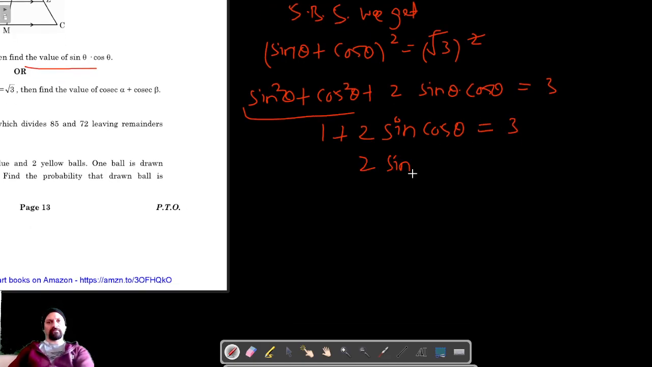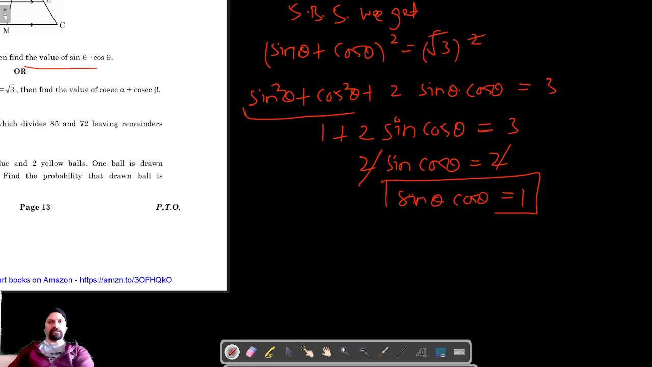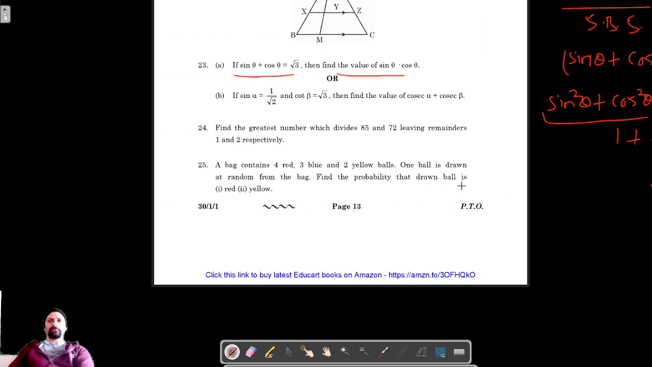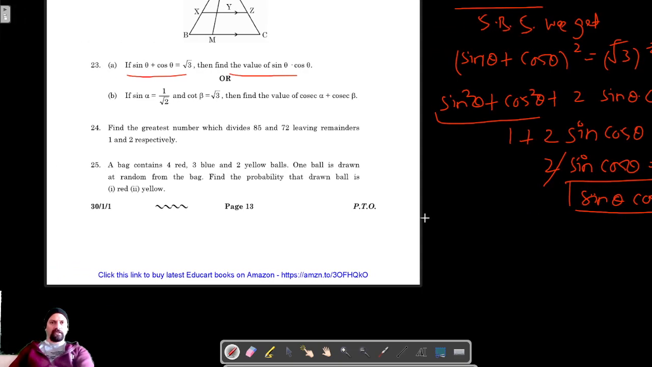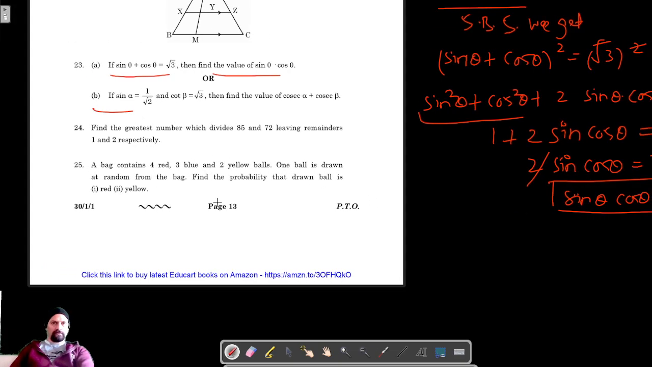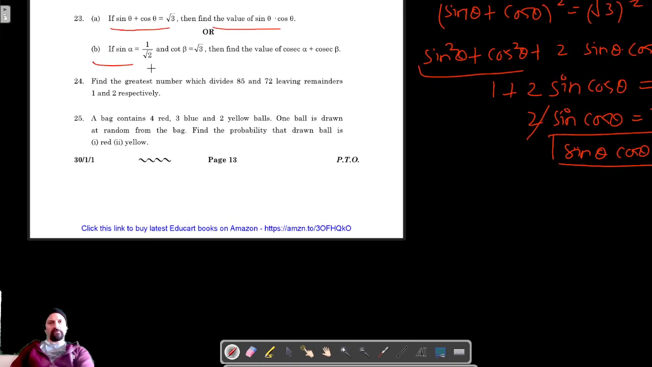So this is 2 sine theta into cos theta. 3 minus 1 is 2. 2 and 2 get cancelled. So we are left with 1. So sine theta into cos theta is 1. It's the division that we did for 2 and 2.